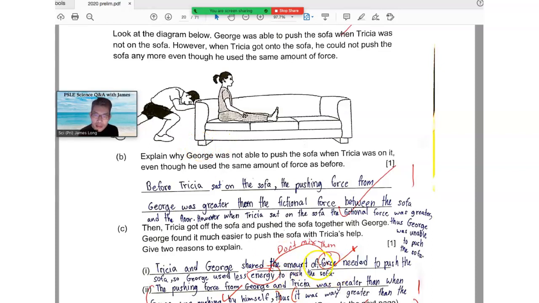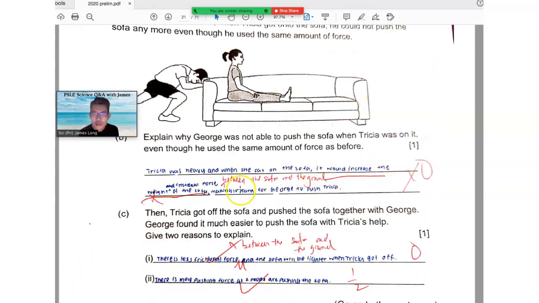Now, if you look at the other answer, don't mix up forces and energy. Never mix them up, all right? It gets you in a lot of trouble. Now, this part is a wording issue. A lot of you talk about the weight of the sofa will increase when Tricia sits on the sofa. That's not true. The weight of the sofa remains unchanged.